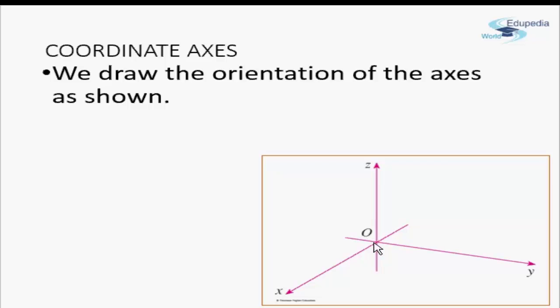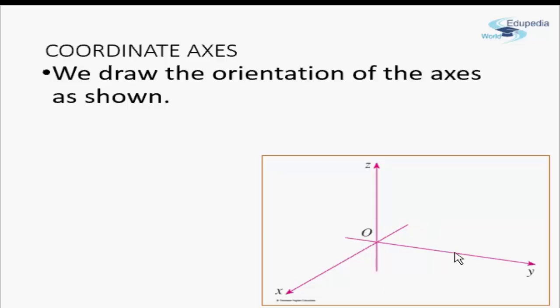Three lines that are perpendicular at the origin. X is perpendicular to y. It makes a 90-degree angle over here. X is perpendicular to z. Z is perpendicular to y, and x is perpendicular to y, and z is perpendicular to x.